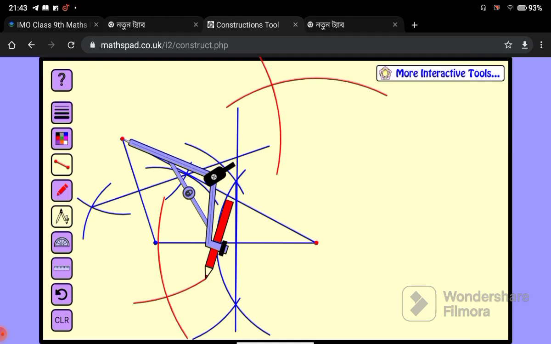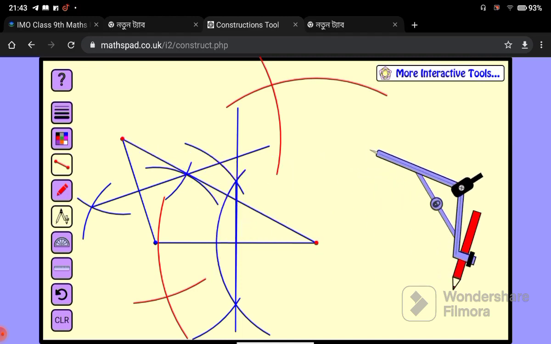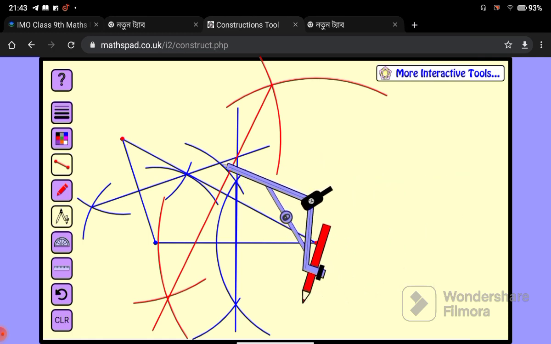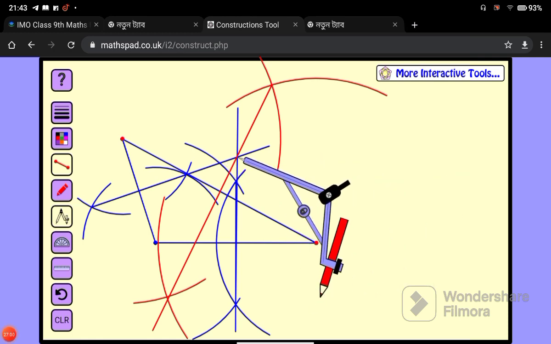So step by step you have to follow, otherwise you will be confused about what happened, right? So you see this point is really meeting each other. Three perpendicular bisectors meeting each other. Okay, now this is called the circumcenter. Now let's see whether a circle will be formed or not.